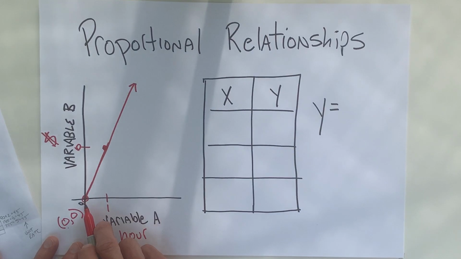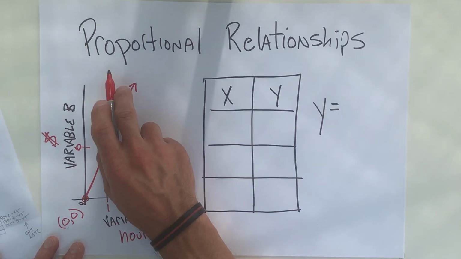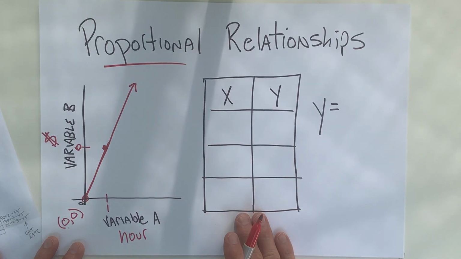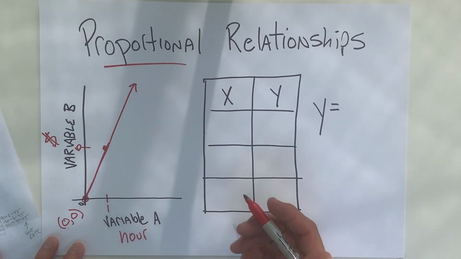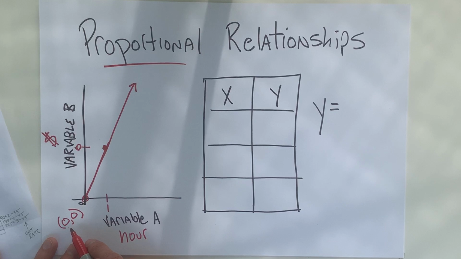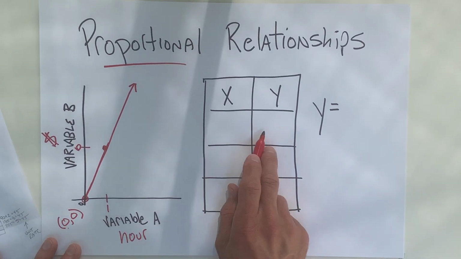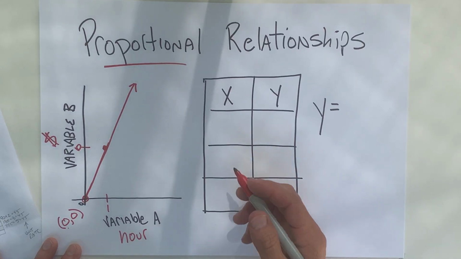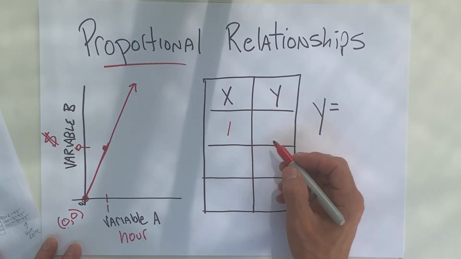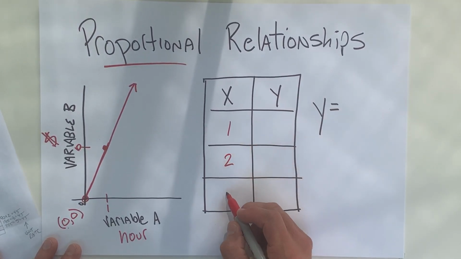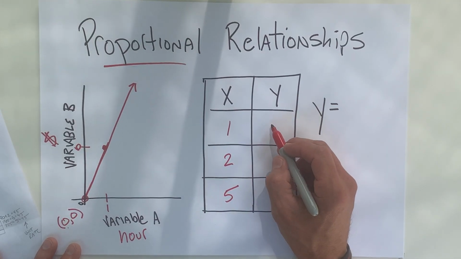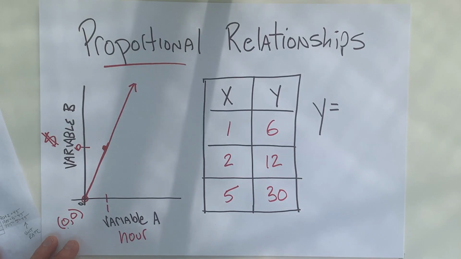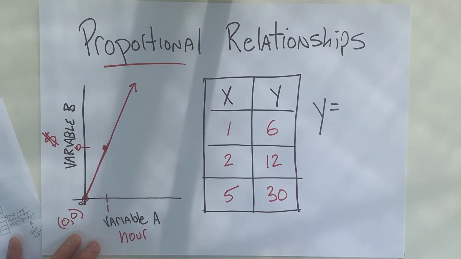Again, the key component here, it goes through the origin. That's what makes it proportional. If you see a table and you're not sure if it's proportional or not, here's a hint. Of course, I'm not going to give you the easy one. If 0, 0 is your first pair, it is automatically proportional. That's fine. But what if it isn't? What if I have something different and I have a 1, a 2, and a 5, and over here I have a 6, a 12, and a 30, and I'm trying to decide whether it's proportional or not? Well, here's how you do it.